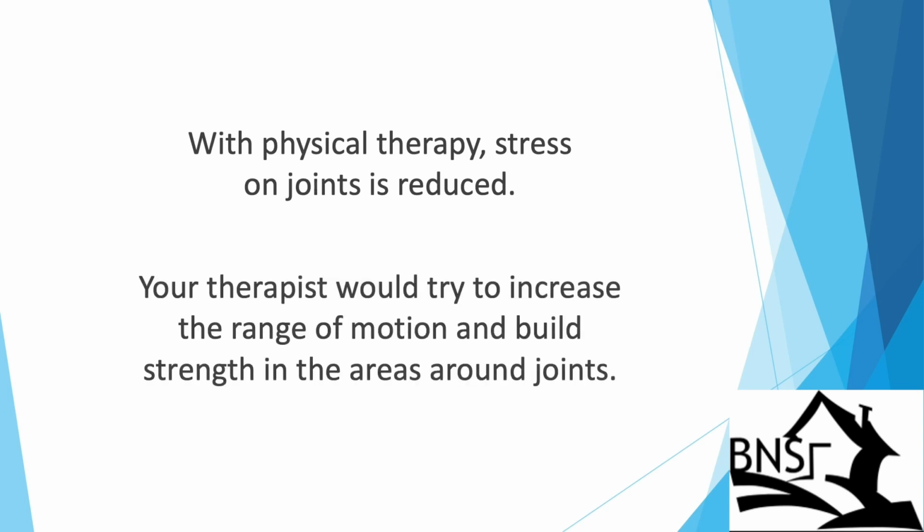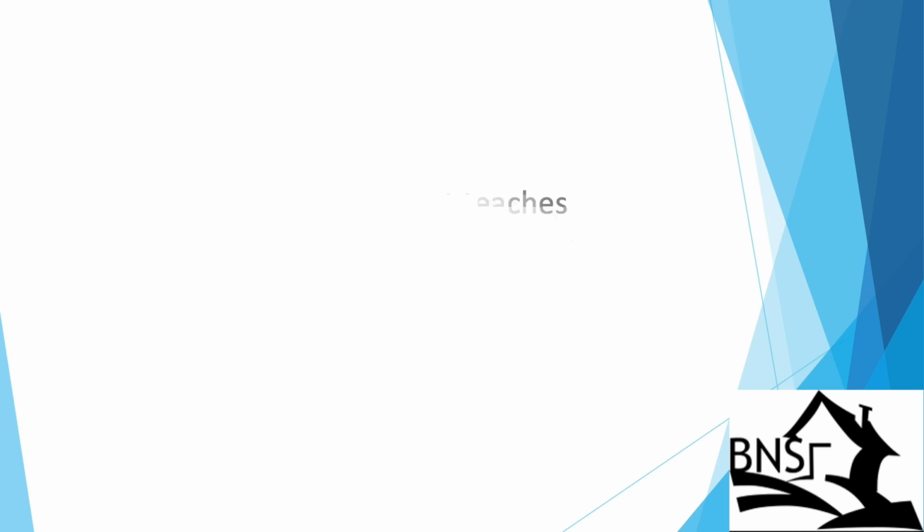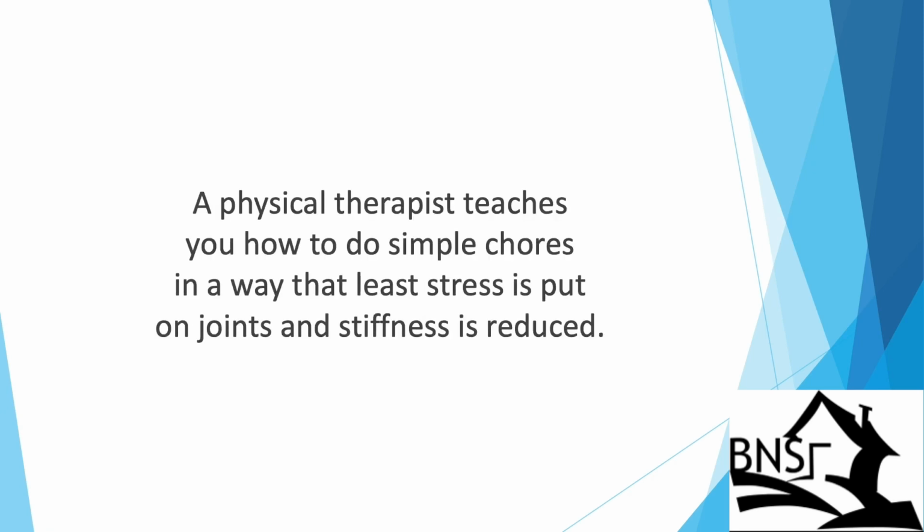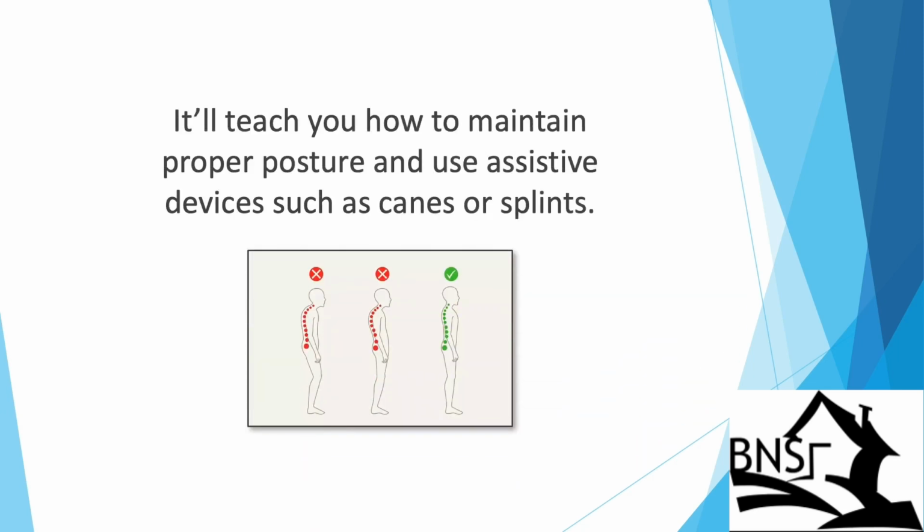Your therapist would try to increase the range of motion and build strength in the areas around joints. This increases flexibility and motion. A physical therapist teaches you how to do simple chores in a way that least stress is put on joints and stiffness is reduced. Since every patient is different, a therapist would devise a personalized exercise plan for you. It'll teach you how to maintain proper posture and use assistive devices such as canes or splints.